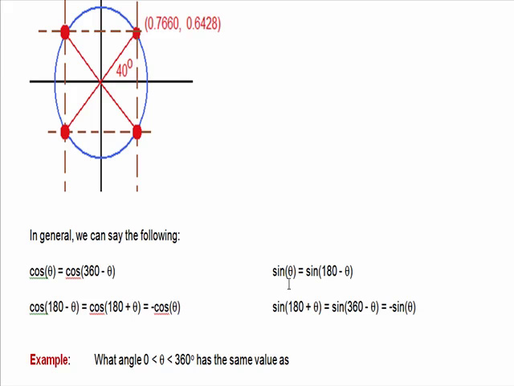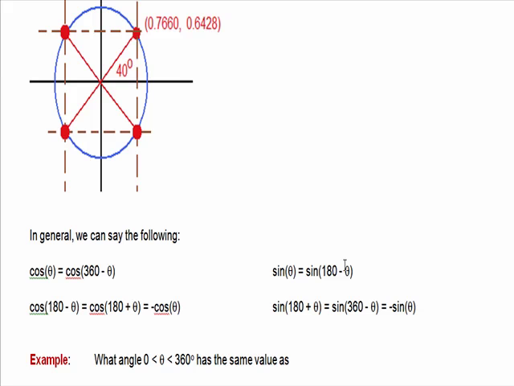A couple of things with the sine. The sine of theta is going to be the same as the sine of 180 minus theta, and the sine of 180 plus theta is going to be the same as the sine of 360 minus theta. That's going to be the same as the negative of sine theta.